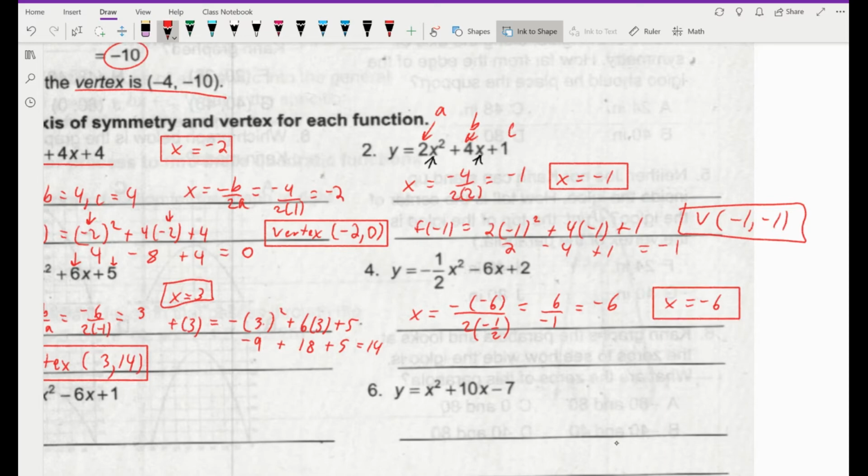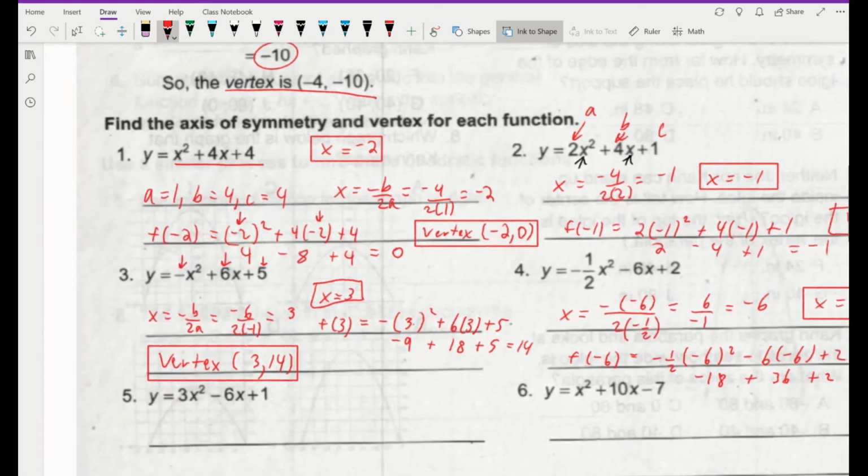Now to find the vertex, we're going to plug this in. So it's minus 1/2 x squared minus 6x plus 2. Negative 6 squared is 36. Negative half of 36 is a negative 18. Negative 6 times negative 6 is a plus 36. Now, negative 18 plus 36 is 18. 18 plus 2 is 20. So we have the vertex. It's negative 6, 20.